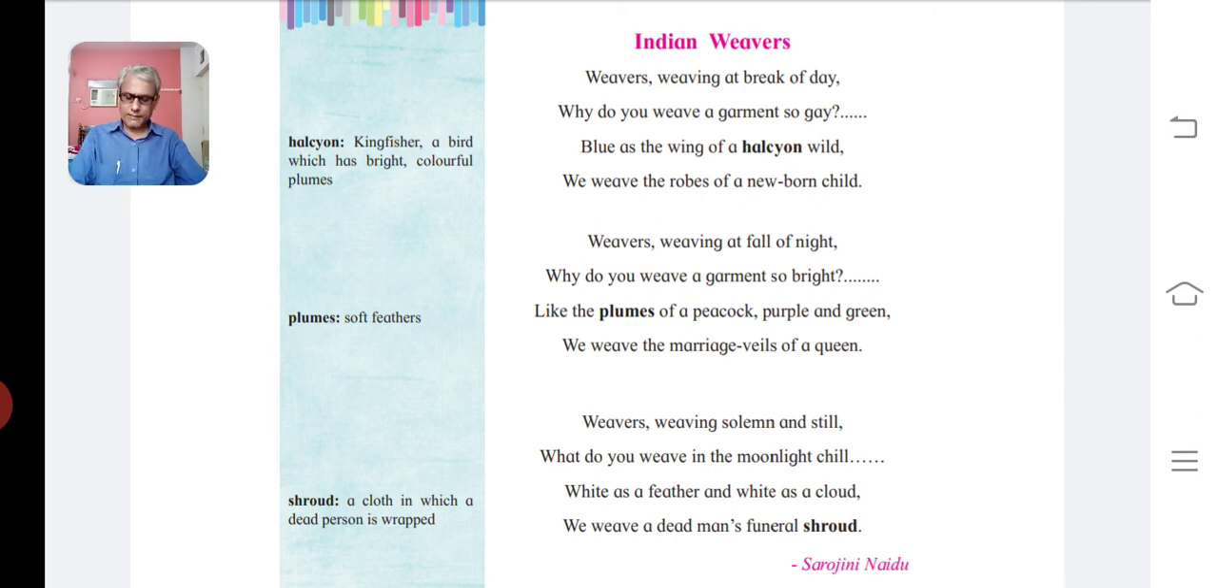How is simile here? Here the color of the garment, that is purple and green, is directly compared with the plumes of a peacock by using the word like. This word like should be written in single inverted commas. Now see the next line.